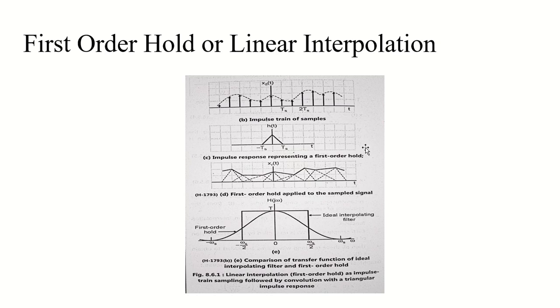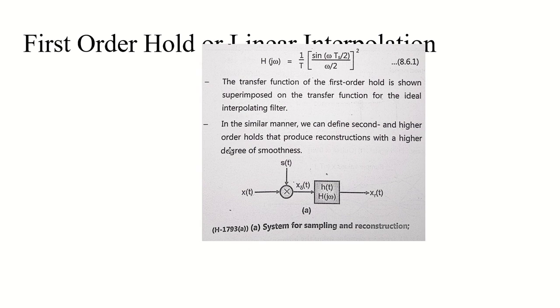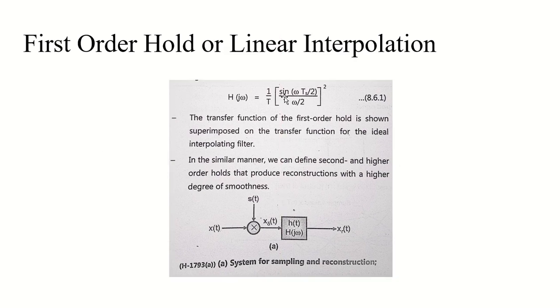The triangular impulse response, you can see here, we have an impulse train of samples, so we can have the impulse response representing the first order hold with triangular impulses. See here, so many of them, right? Now when you take these triangular impulse responses, the associated transfer function is also shown in the figure. See, H(jω) equals 1 by Ts times sin(ωTs/2) divided by (ω/2), whole squared. Apologies, as you can see in this image.